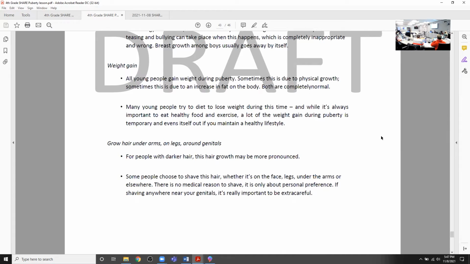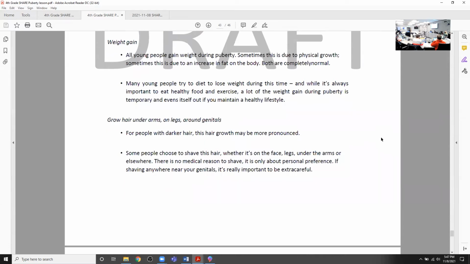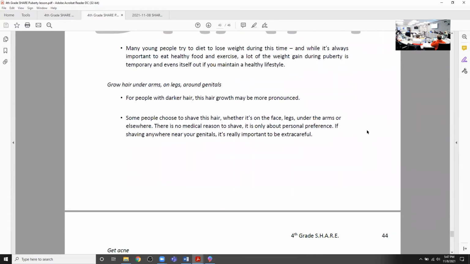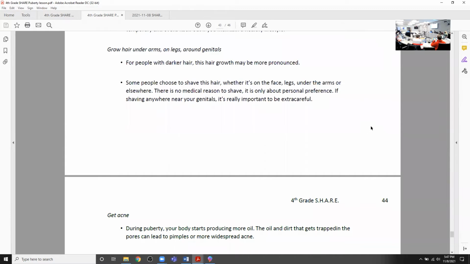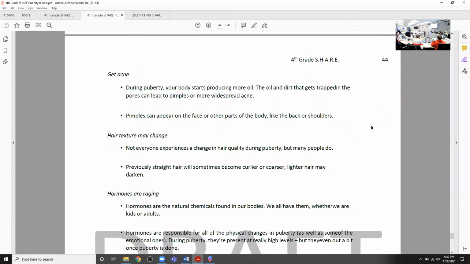Hair: underarms, on legs, around genitals. For people with darker hair, this hair growth may be more pronounced. Some people choose to shave this hair, whether it's on the face, legs, under the arms, or elsewhere. There's no medical reason to shave. It's only about personal preference.